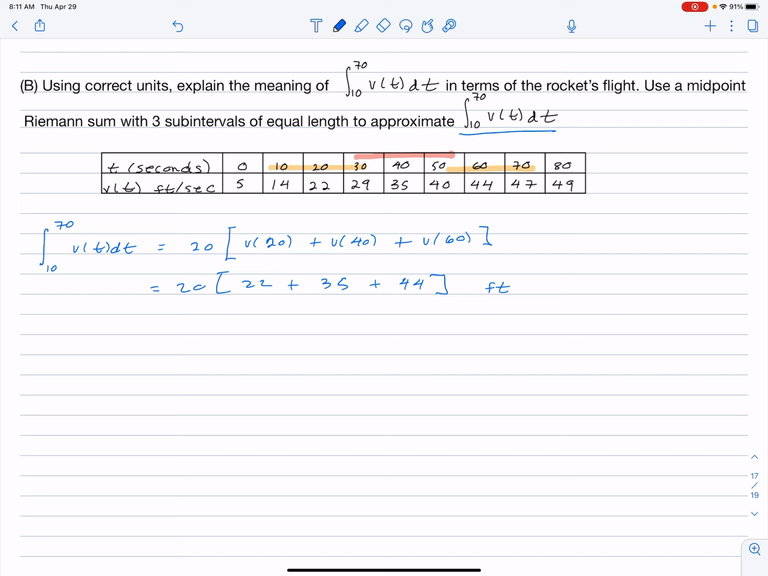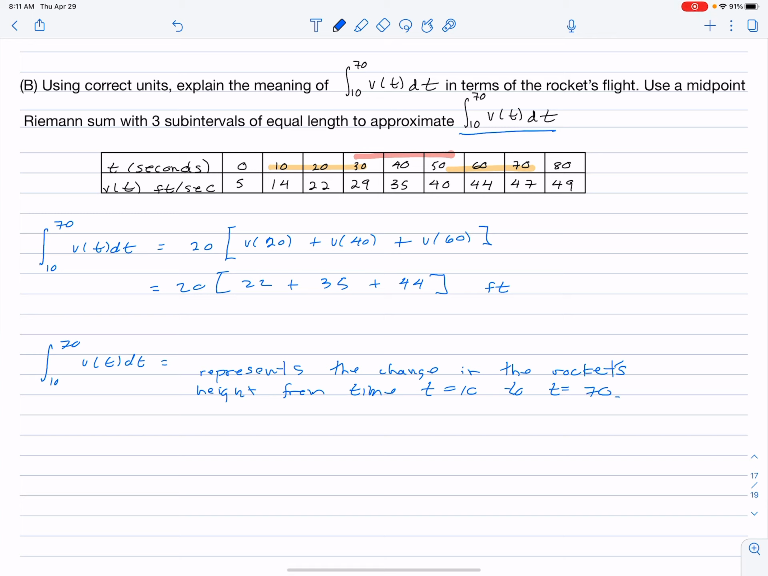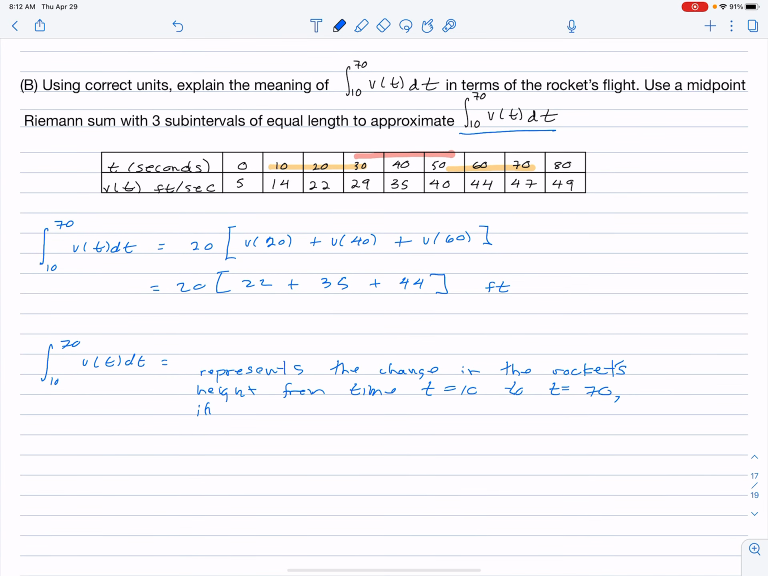So in other words, what I'm going to say is this thing right here represents the change in the rocket's height, from time t equals 10 to t equals 70. So a couple things, I'm going to say t equals in feet. This is probably not important because I've already put the feet here, so they're going to grab the units from there, but I'll just say it to be complete.